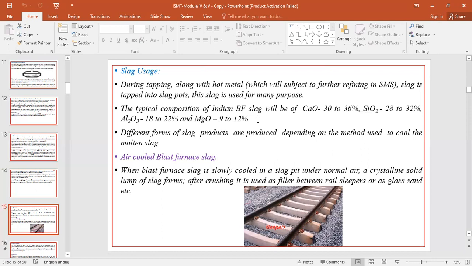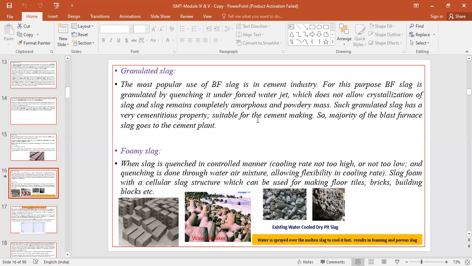Air-cooled blast furnace slags: when these slags are slowly cooled down in a slag pit under normal ambient atmosphere, a crystalline phase will form, and after crushing, it is used as a filler between the rail sleepers or as glass sand, etc.